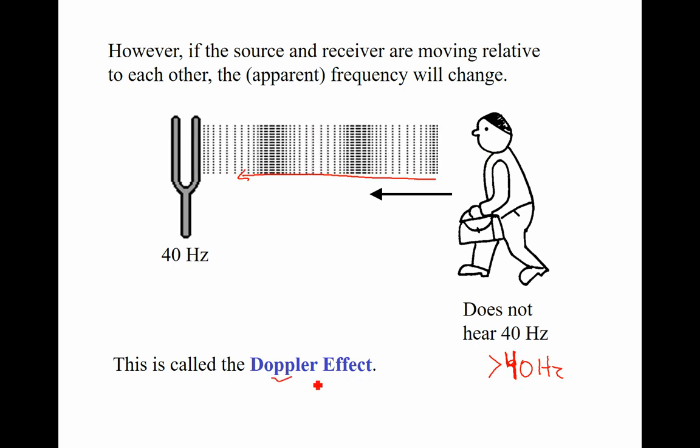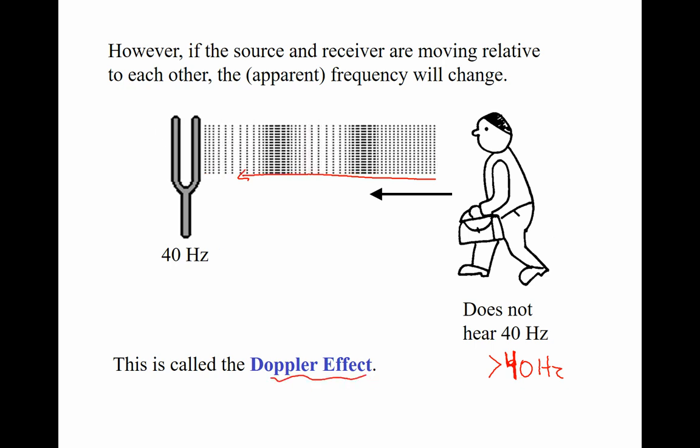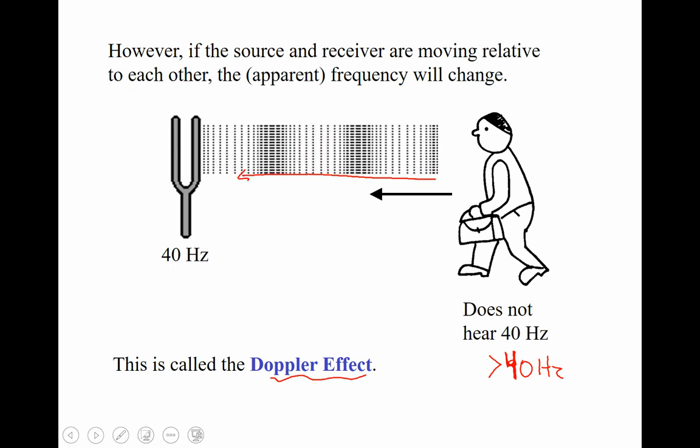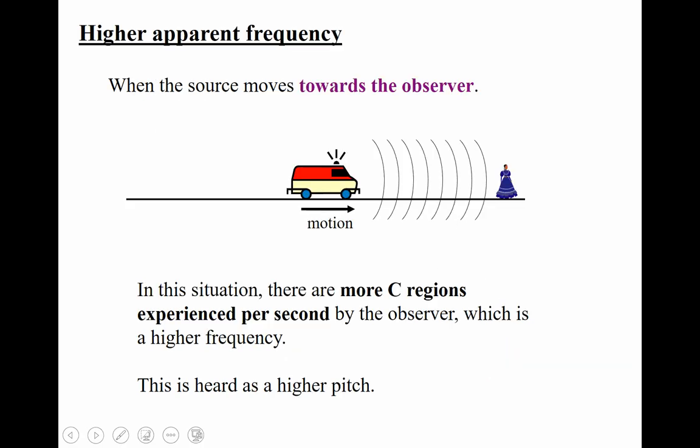This is the Doppler effect. It's the apparent change in frequency due to the relative motion between the source and the receiver. So if you're hearing more cycles per second, that means you're hearing a higher apparent frequency, which for us corresponds to a higher pitch.